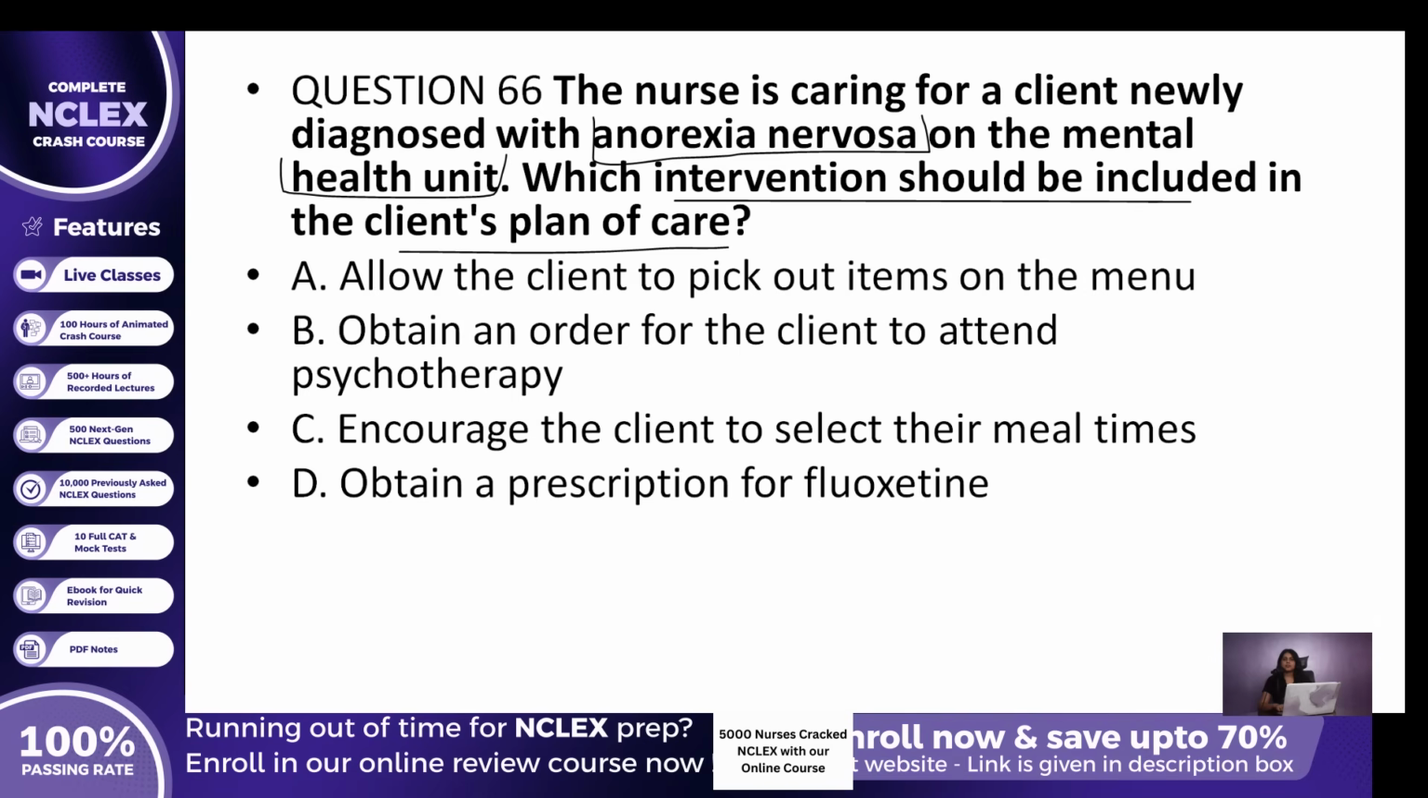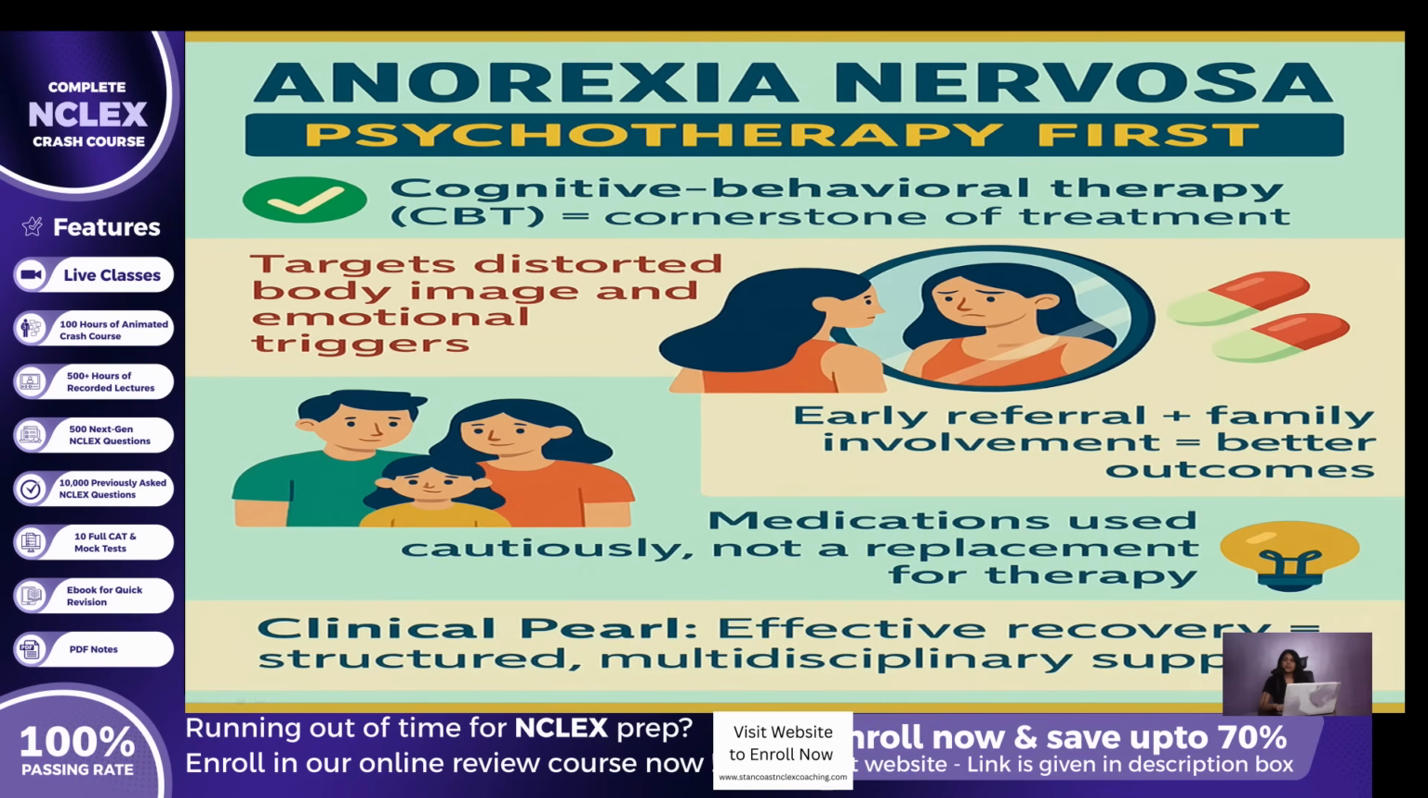The correct answer is option B. Obtain an order for the client to attend psychotherapy. Psychotherapy, especially cognitive behavioral therapy, is the cornerstone of treatment for anorexia nervosa. It helps clients challenge distorted beliefs about food and body image while addressing the emotional roots of the disorder. Early referral supports recovery through a structured, multidisciplinary approach. Family involvement and education are also key. Medications are used cautiously and are never a substitute for psychotherapy.